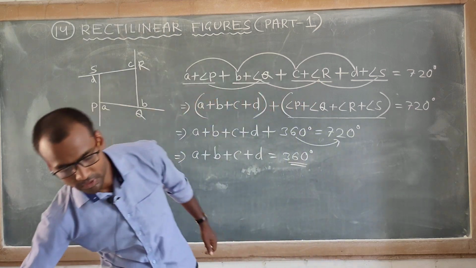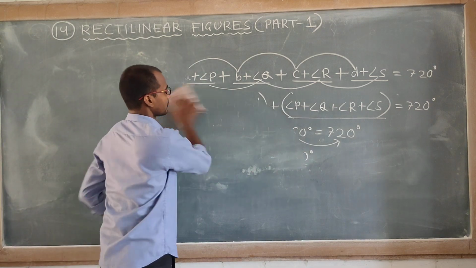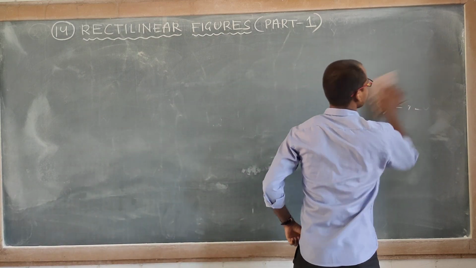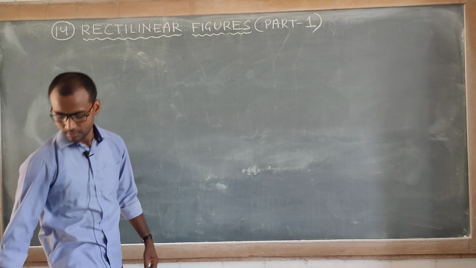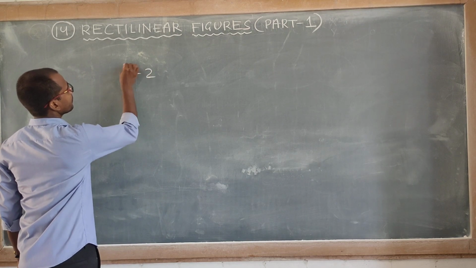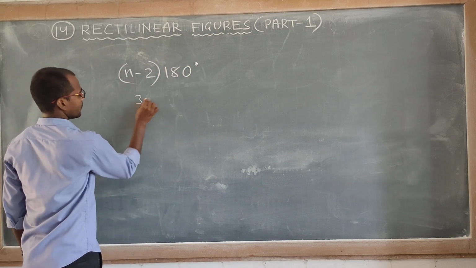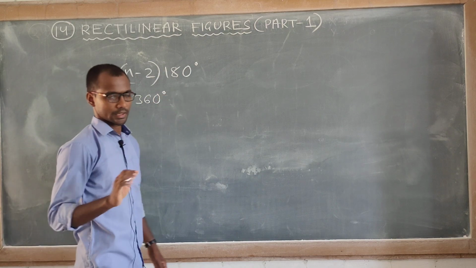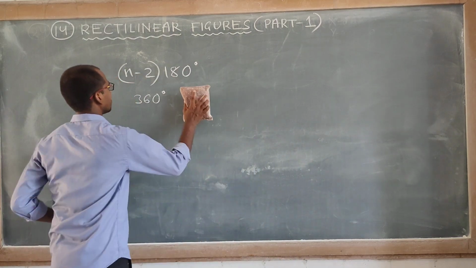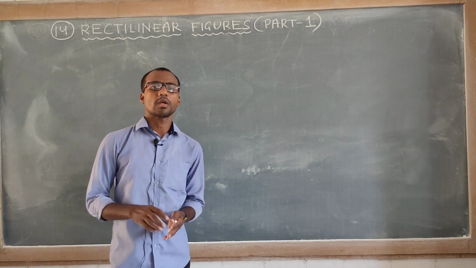Okay. So from this we conclude that for any polygon, the sum of exterior angles is 360 degrees. This is for interior angles. This is for exterior angles. Okay. Remember this formula. Next, we will move to regular polygons.